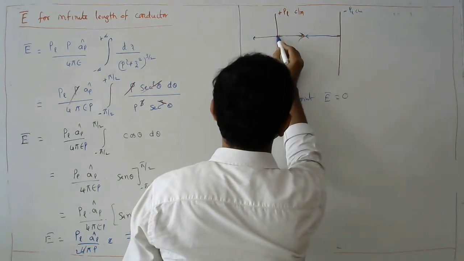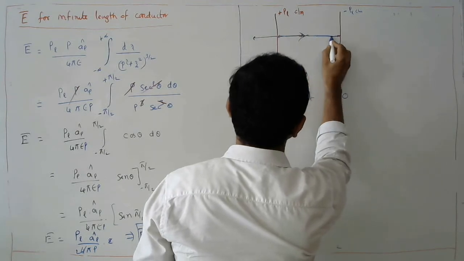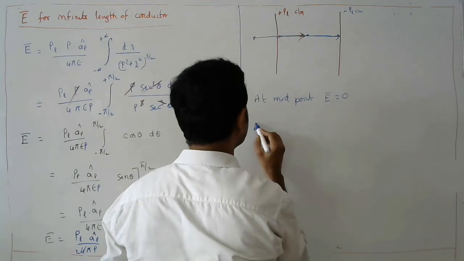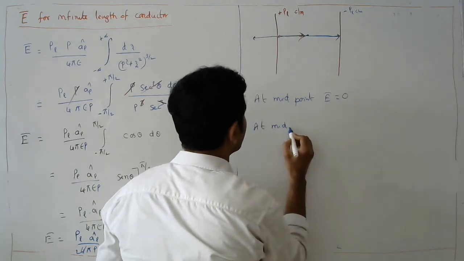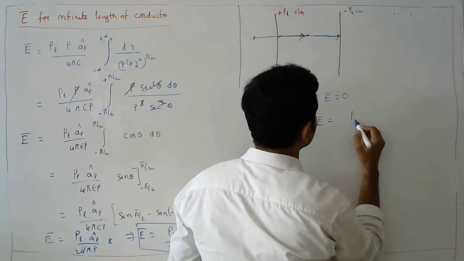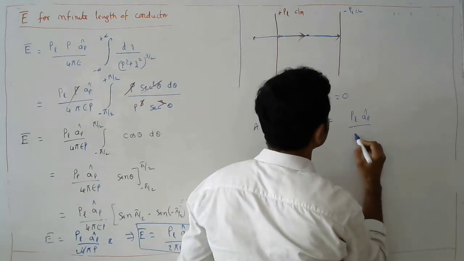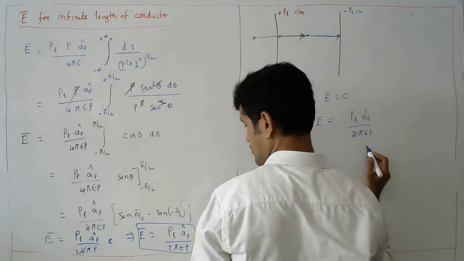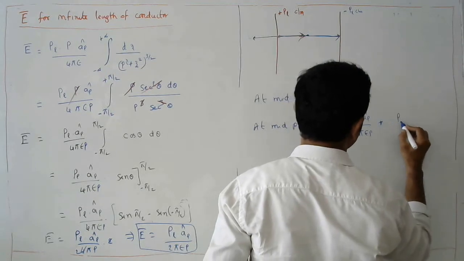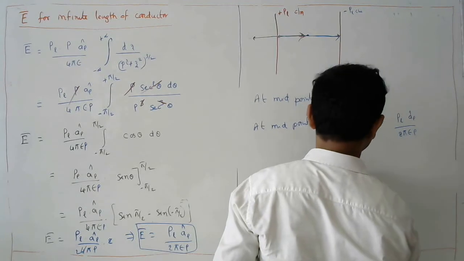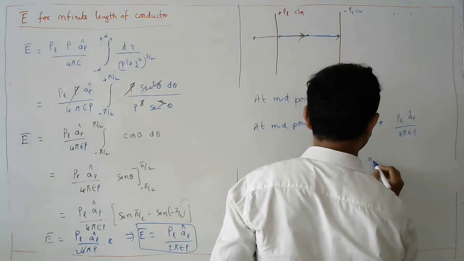How flux lines will move away from here, and from this flux lines will travel towards. So exactly at the midpoint between the two conductors, the electric field intensity is equal to rho L a_ρ cap by 4 pi epsilon rho plus rho L a_ρ cap by 2 pi epsilon rho, which is equal to rho L a_ρ cap by pi epsilon rho.